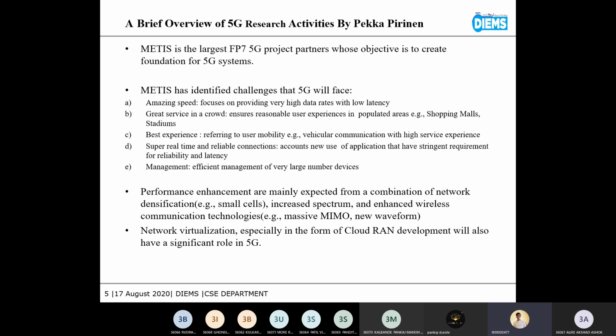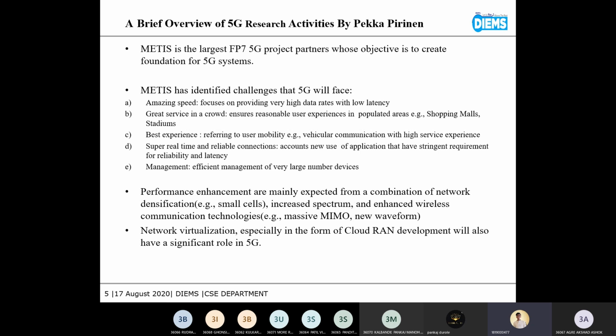METIS has identified challenges that 5G will face. They built it and they know what challenges 5G will face in future. The challenge they will face will be of speed. When 4G was released, it was said that it would have 100 Mbps of speed. But now we all know the condition of 4G. It hardly gives 10 Mbps. The same challenges will be faced by 5G.